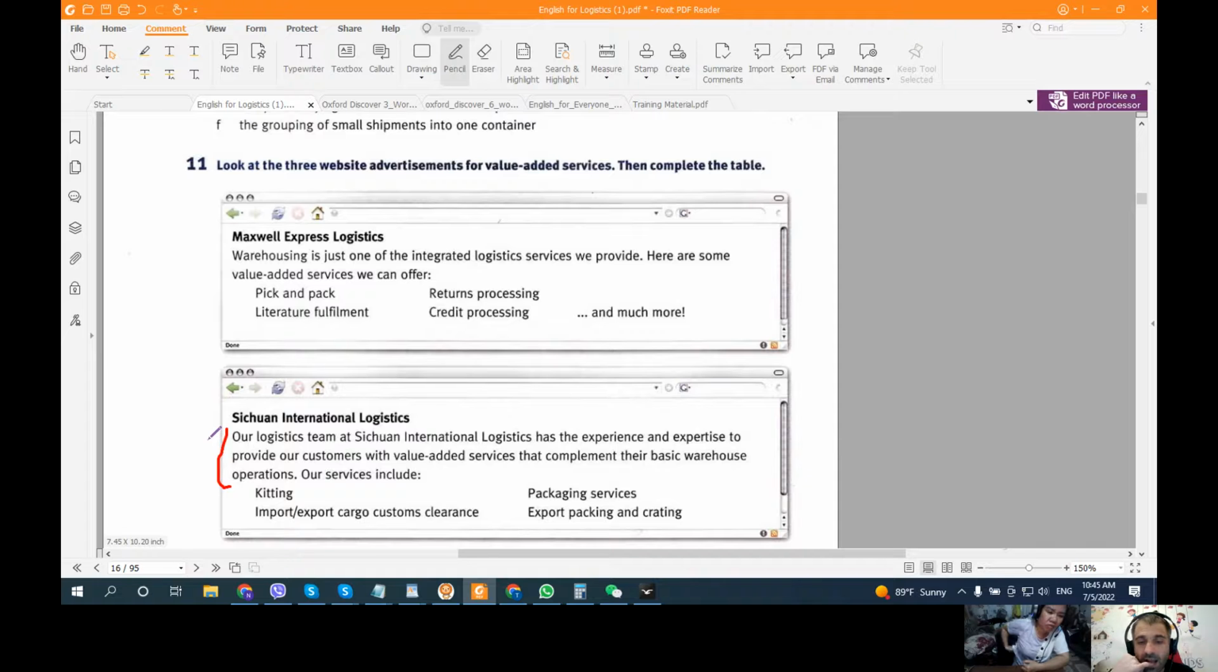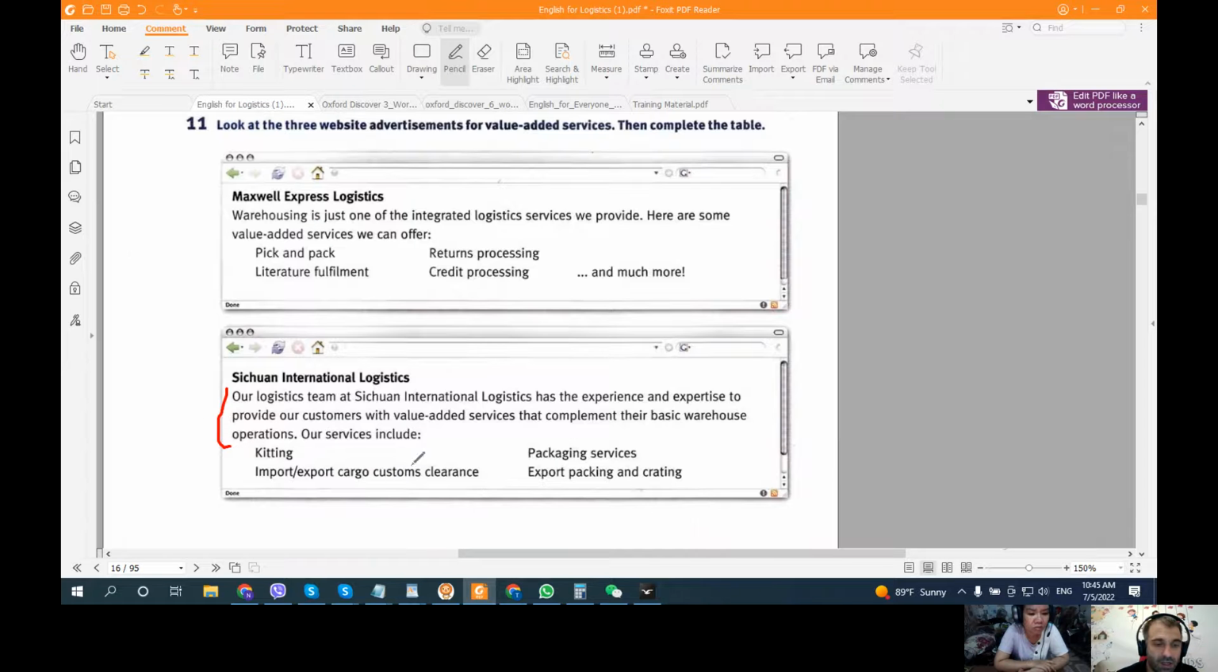Okay, very nice. And if you want to, for example, have import export cargo customs clearance, why is it important to have this clearance? As I explained, if we don't have the customs clearance, we cannot clear the container. It means the container will be kept at the container yard, so we incur the cost of demurrage, detention, etc. And we cannot sell if we don't have cargo customs clearance.